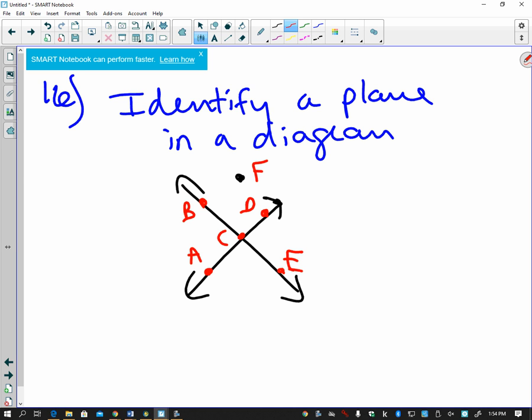Yeah, it's on the diagram, so I can include it if I want. Now, it has to be 3 points. It can't be a ray, it can't be a line. It's got to be 3 points that are not in a line. 3 non-collinear points.